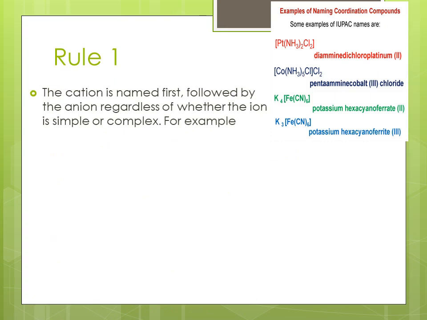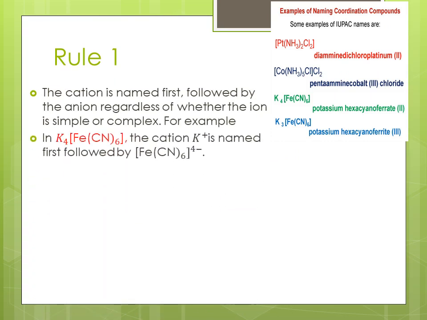First point: the cation is named first, followed by the anion, regardless of whether the ion is simple or complex. I have taken one example, K4[Fe(CN)6], which ionizes. The element present outside at the left-hand side, the first one, is the cation, and the complex is the anion. So whenever you name the complex, the cation is named first, then the anion, and you should not worry about whether it is a complex ion or a simple ion. Whatever comes first has to be named first.